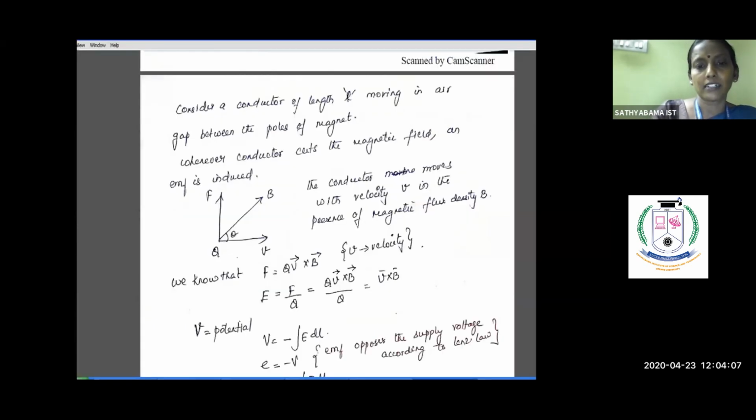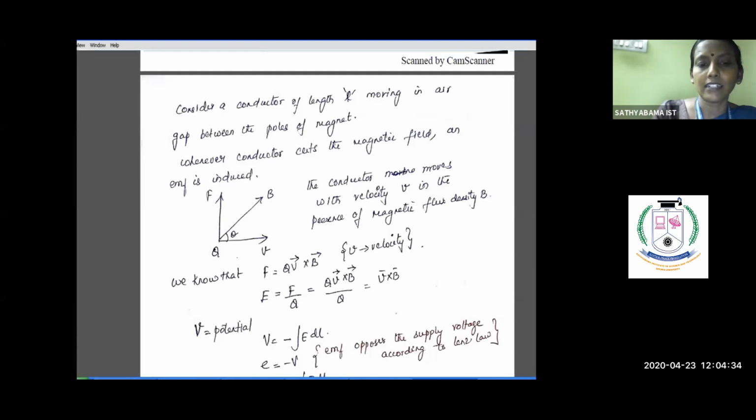That is what is written at the bottom. You can see V is equal to minus integral of E into dl. This is what we derived in the first unit, the potential equation. The EMF induced on the generator will be opposite to the supply voltage, so I am writing that as E is equal to minus V. You can see this at the bottom of the slide. So the EMF opposes the supply voltage according to Lenz's law.